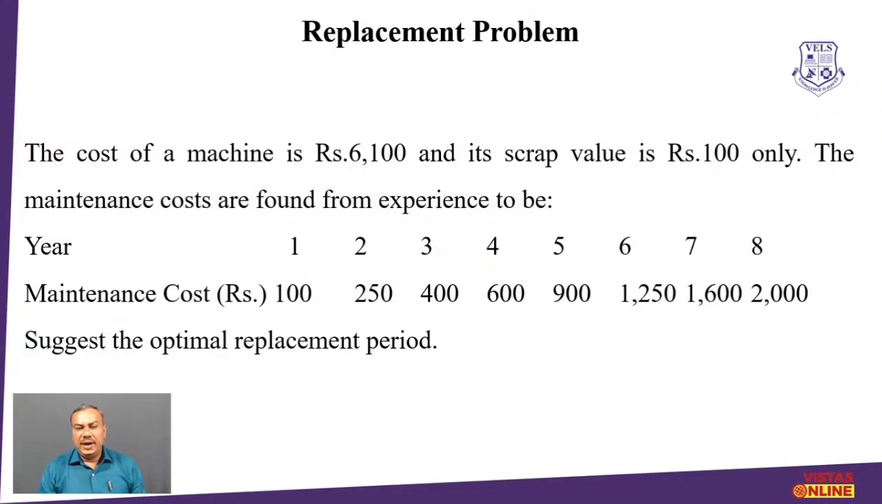How can we calculate the depreciation? Generally we calculate the depreciation using the cost price minus the scrap value. Here the cost price is 6100 and the scrap value is rupees 100 for all the years. So in this problem the depreciation will be constant: 6100 minus 100, that is equal to 6000, is the depreciation for all 8 years.